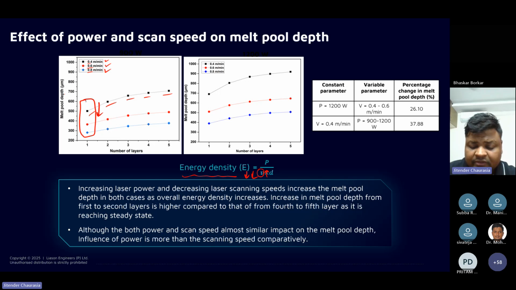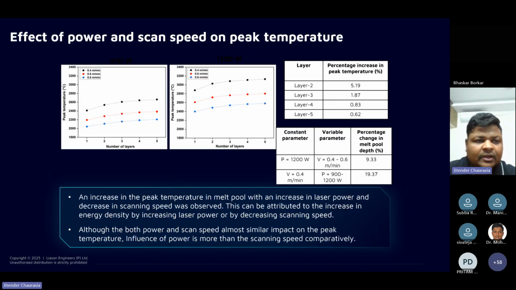So nothing much to show with results. That's not the intention of this talk. The same way we have done with a number of layers. Temperature also we have predicted, as I told before.